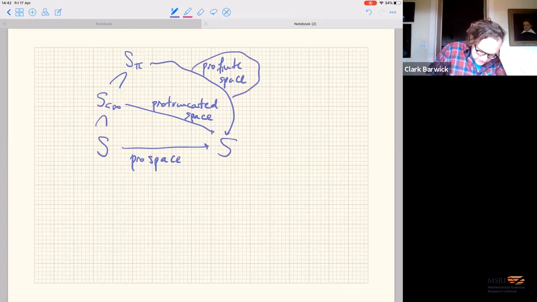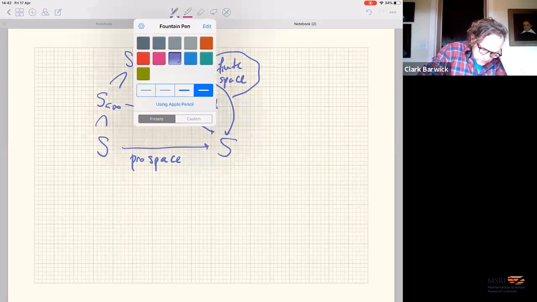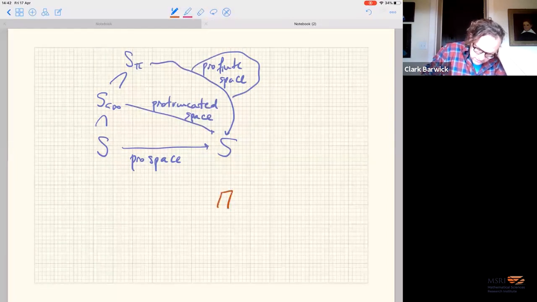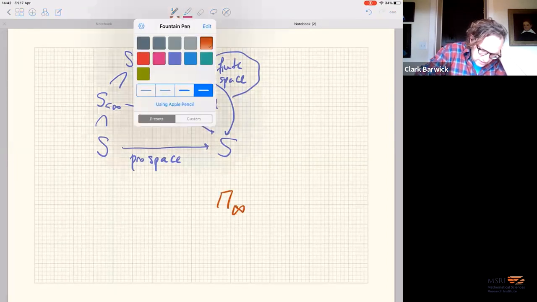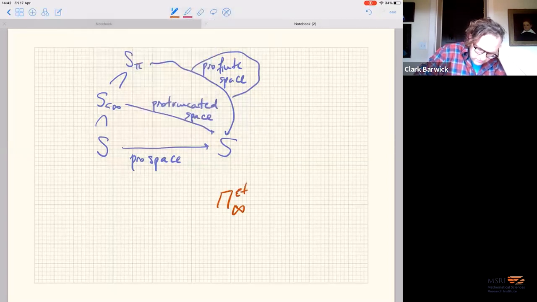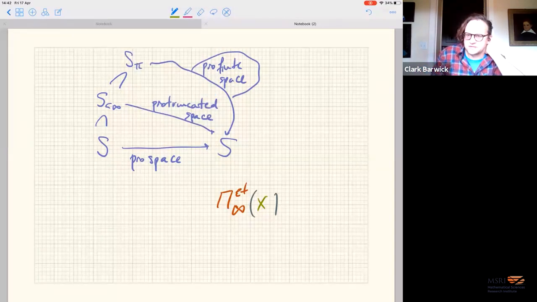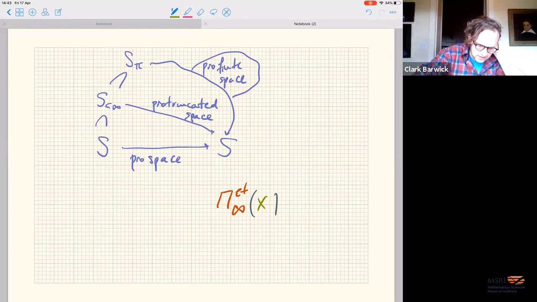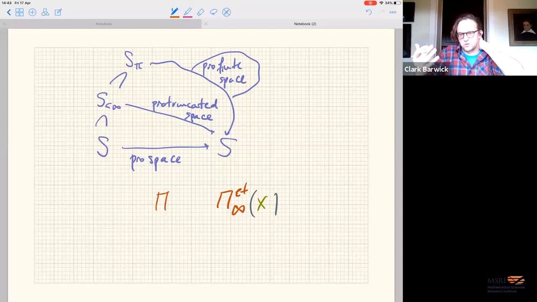So, okay, what does that mean? What I did was I wrote down something that I was calling pi infinity et of my favorite scheme X. I had this etale homotopy type attached to X. Now this is quite an abstract object. You can make it more concrete, i.e. you can understand it up to equivalence by looking at this version that Peter taught me to call pi less than or equal to infinity.